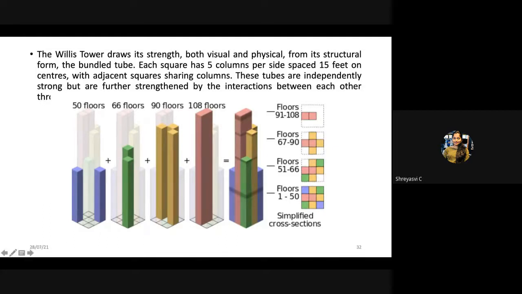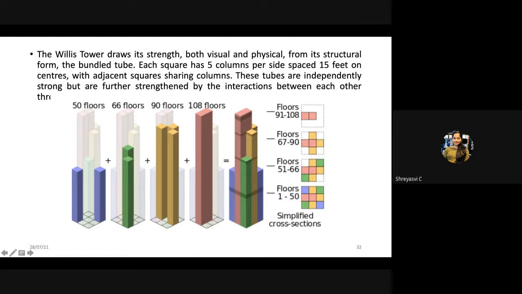Then another outer core of the building extends from the first till the 66th. Then there is a yellow building unit that stretches from the first to the 90th. And in the top, there are no other extra building units. So the red one is the central core, and everything else is more like a tube kind of structure. There are different tubes which terminate at different heights.